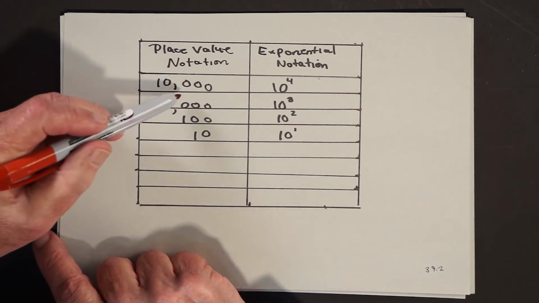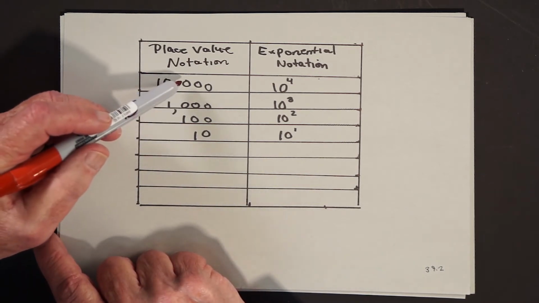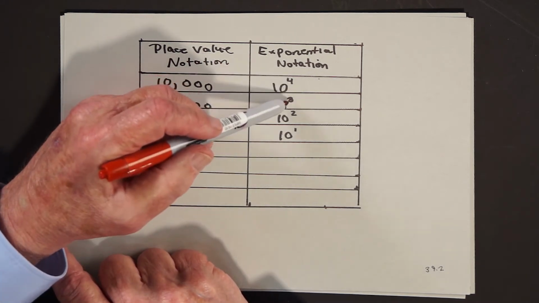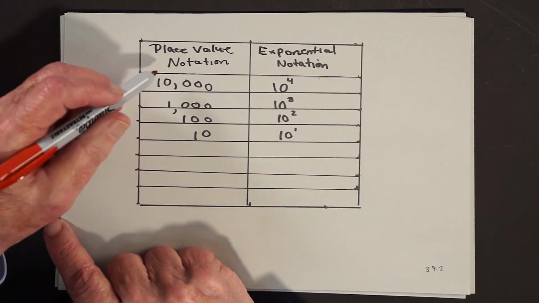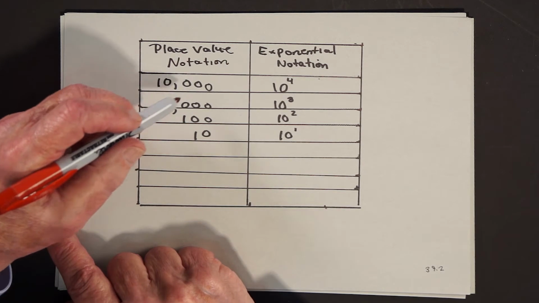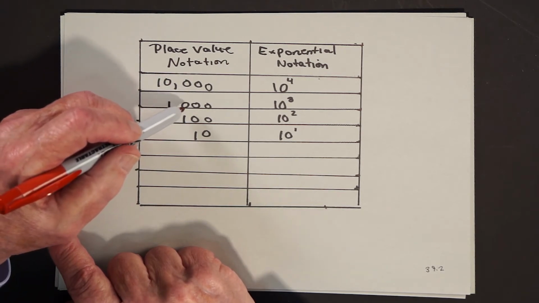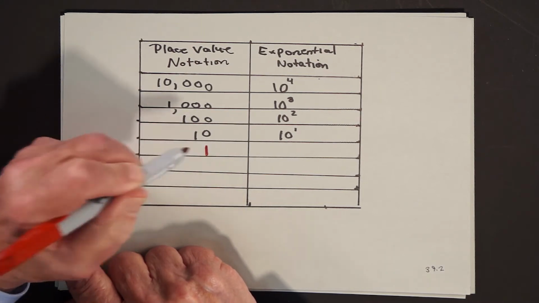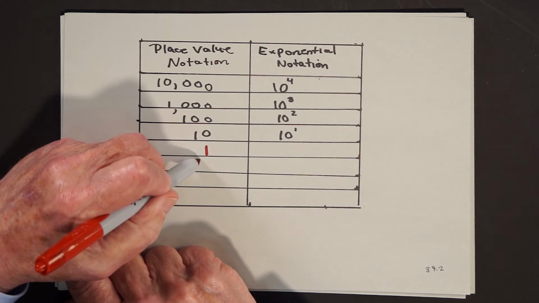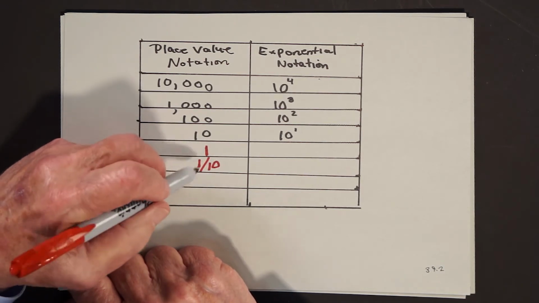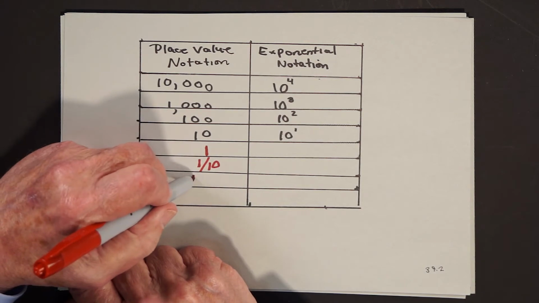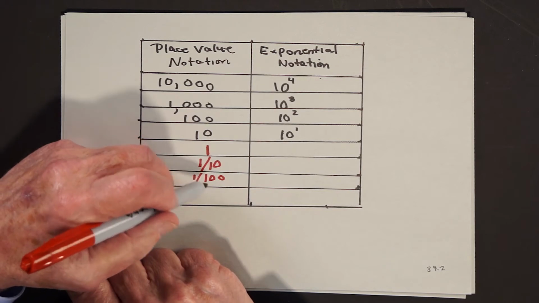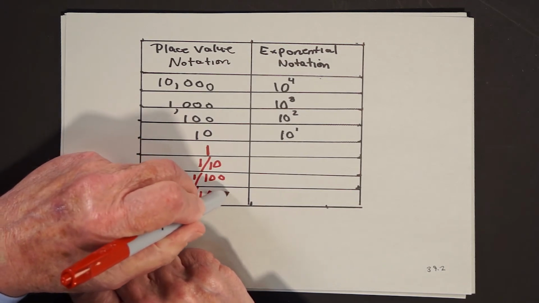As you go from one row to the next, you're dividing by 10 each time, and in the second column, you're reducing the exponent by 1 each time. So if we kept doing that, what would happen? 10,000 divided by 10 is 1,000. 1,000 divided by 10 is 100. 100 divided by 10 is 10. 10 divided by 10 would be 1. 1 divided by 10 would be 1/10. 1/10 divided by 10 is 1/10 of 1/10. That's 1/100th. And if you divided this by 10, it would become 1/1000th.